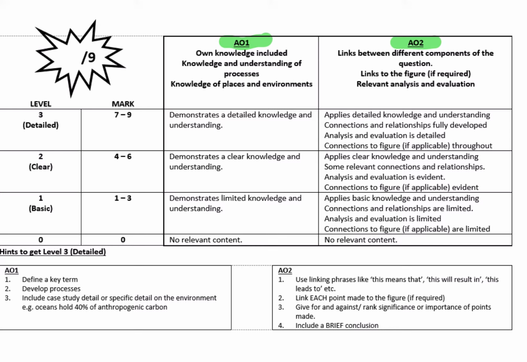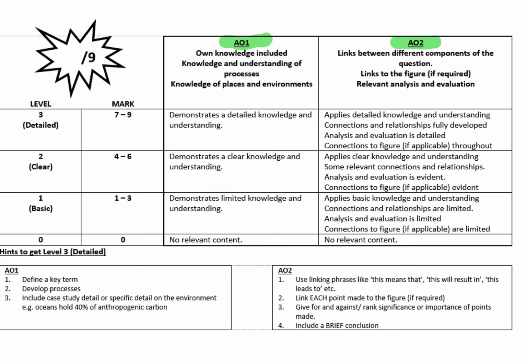In the same way that we have AO1 and AO2, the mark scheme also has 3 levels on it. These increase as we go up the side of the mark scheme here. So level 1 is what we call basic, 2 is clear, and 3 is detailed. And obviously the marks go up alongside that.